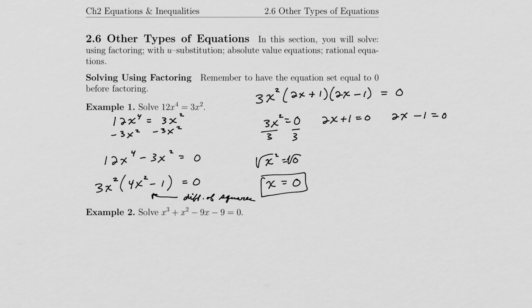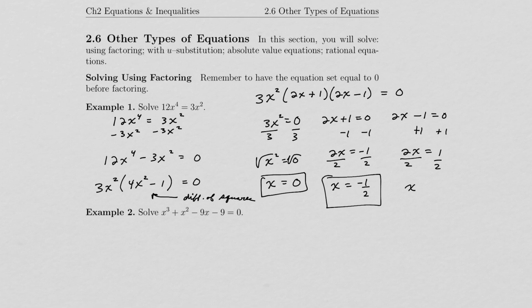And the next one, I need to subtract 1 from both sides. And then I need to get 1x, or x by itself. Since it's being multiplied by 2, I'll divide both sides by 2. So x is equal to negative 1/2. And then finally, on the third one, I need to add 1 to both sides. And then again, I can divide both sides by 2 to get x by itself. So x is positive 1/2. So those are my three solutions. X is 0, negative 1/2, and positive 1/2.